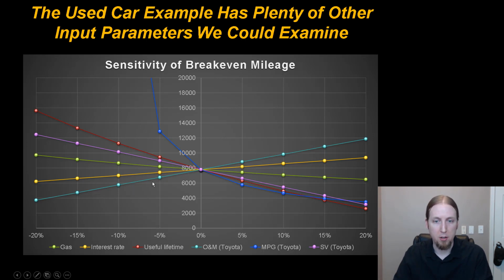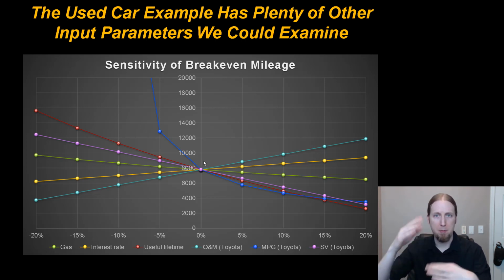For example, we can look at this aqua-colored teal line, and this represents the O&M costs predicted for the Toyota Yaris. What we can see is that if we increase it by 5% compared to its baseline value, then we get an increase in the break-even mileage from around 8,000 to about 9,000. We don't necessarily know how that compares proportionally unless we calculate it.